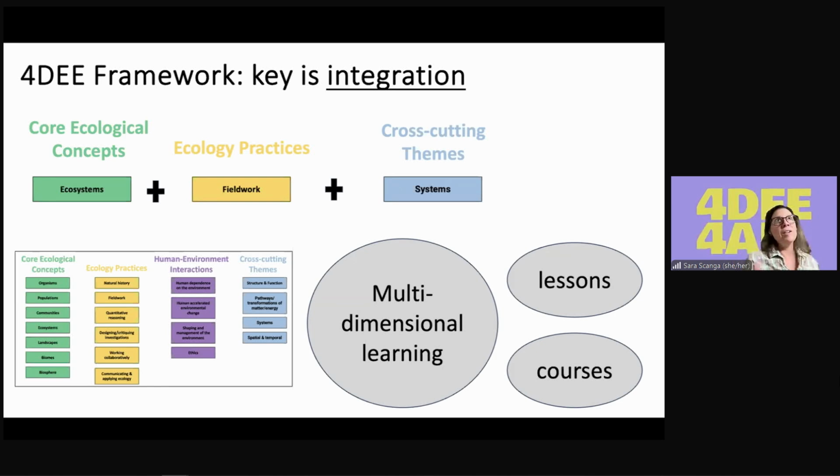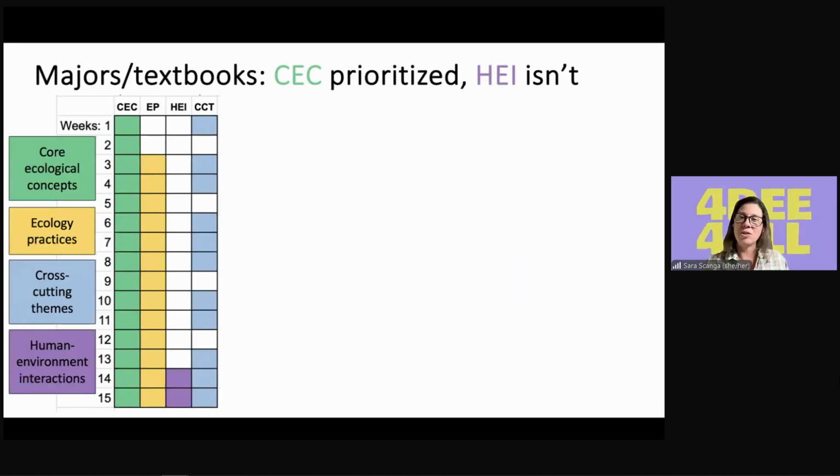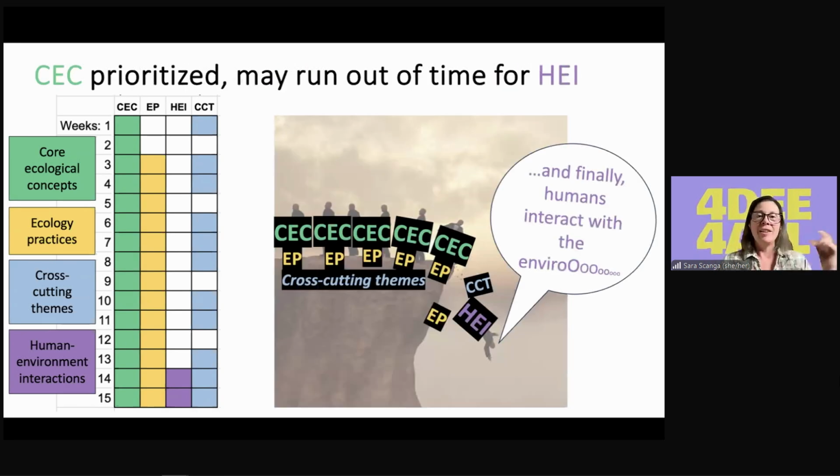So if we think about a typical ecology course for majors, and actually how the textbooks are designed as well, in a 15-week course, we'll be hitting core ecological concepts nonstop. I mean, that's basically the backbone of the course. There's a lot of green, a lot of yellow, a lot of blue in this course plan. The human environment interactions are at the end. And if you run out of time, they may just fall off the cliff and you may not have time to cover them. This approach won't work for non-majors.